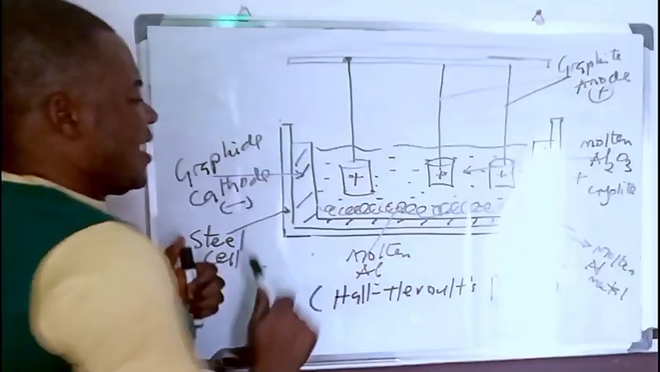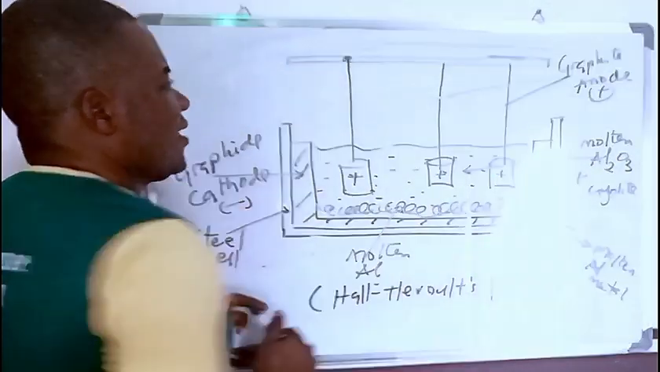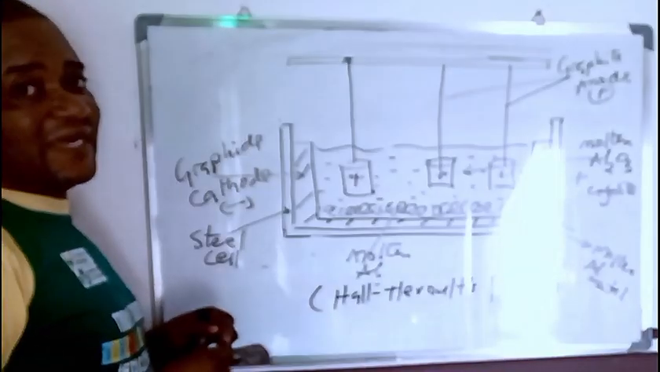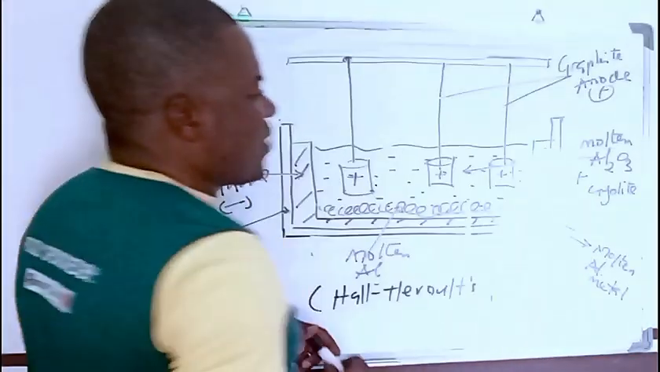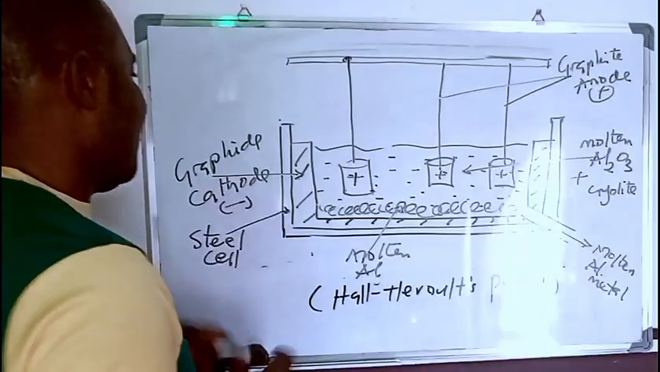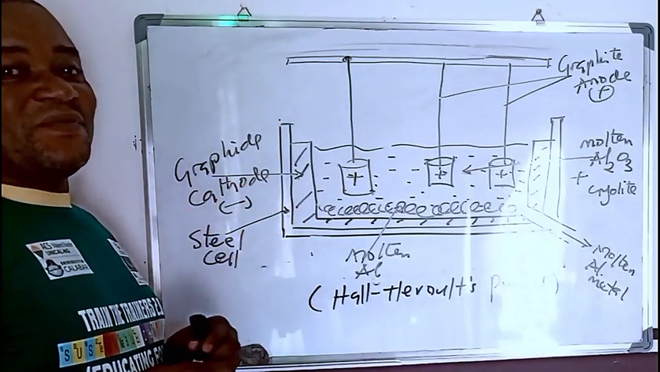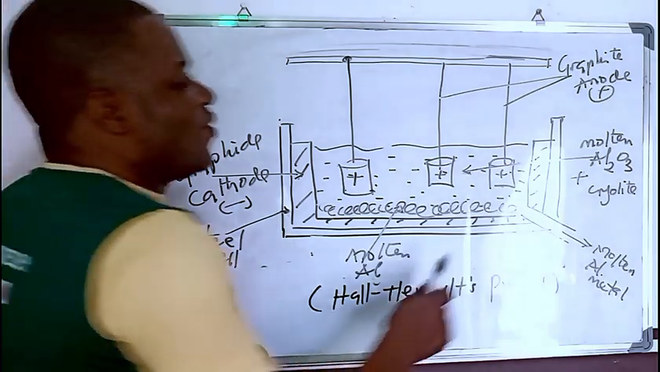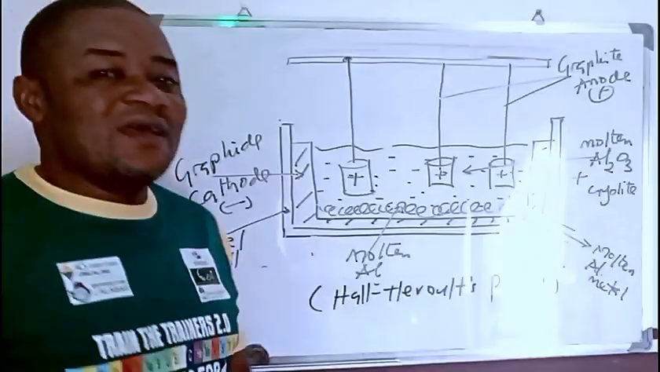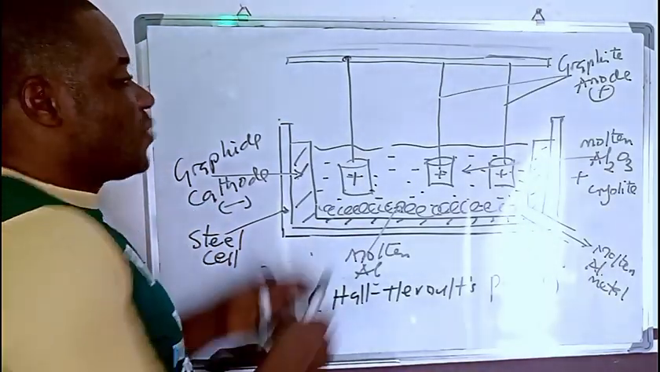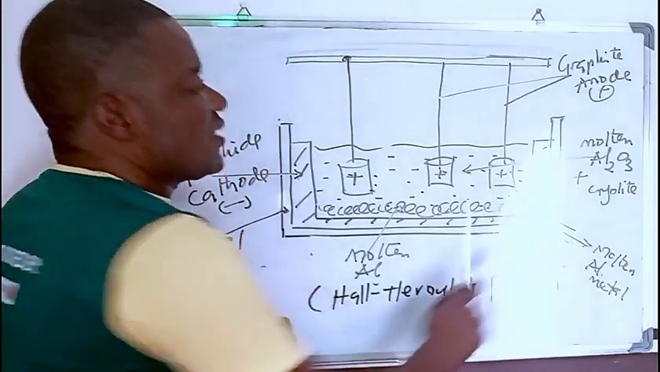That is why it is here. And then the oxygen is collected at what? At the graphite anode, being that oxygen is negatively charged. And of course, you're going to have an exit where the molten aluminium is being discharged. Now, this is a simple way by which molten aluminium oxide, which is the alumina, can be used through the electrolytic process, the Hall-Heroult process, to obtain the molten aluminium metal.